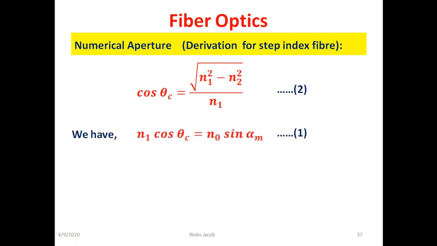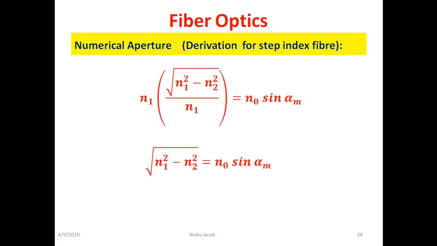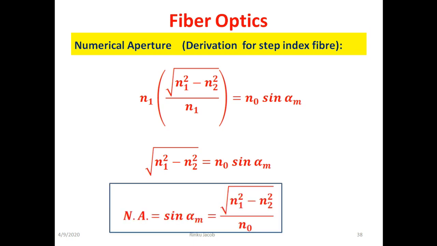We have equation 1 and we can substitute the value of cos theta c on the left-hand side of equation 1 from equation 2. We get n1 multiplied by square root of n1 square minus n2 square, all divided by n1, equal to n0 sin alpha m. On simplifying we get square root of n1 square minus n2 square equal to n0 sin alpha m. But as per the definition of numerical aperture, it is equal to sin alpha m. So in this equation, in place of sin alpha m, we take numerical aperture NA. So NA, or numerical aperture, which is equal to sin alpha m, is equal to square root of n1 square minus n2 square, all divided by n0.